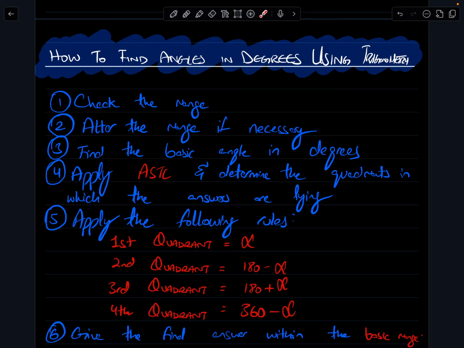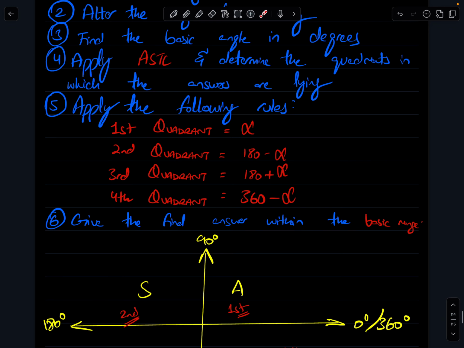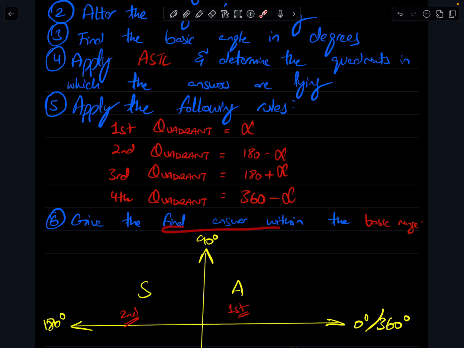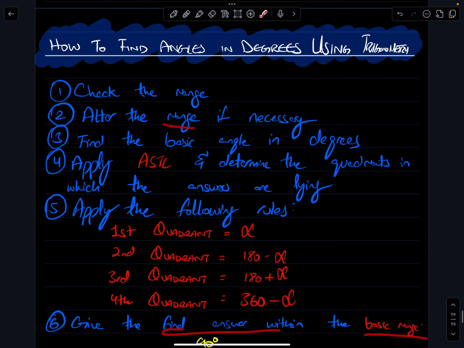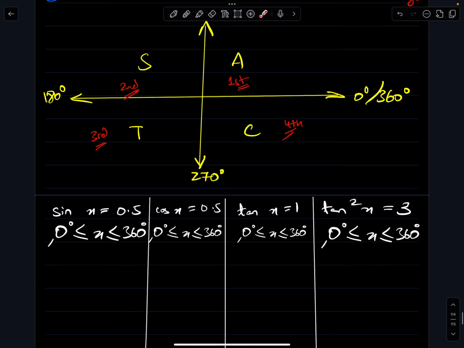So first of all, how do we solve trigonometric equations where angles are in degrees? First two steps are just to check whether the angle is consistent with the range. Then find a basic angle, that is alpha. Using ASTC, you will determine the quadrants in which the answer lies. Use these rules to find your answers wherever they lie, and finally give the final answer in the basic way that was initially given, or that is the range of x in other words, usually.